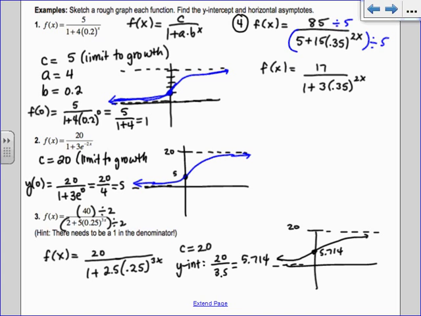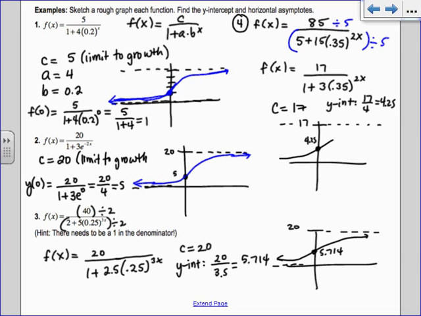All right, so if I'm trying to find my limit to growth, I know that's 17. My Y-intercept would be 17 over 4, what's that going to be? 4.25. Did you forget the 1? Yeah. All right, so it's going to be 4.25 there, and it's going to do its little curve like that.